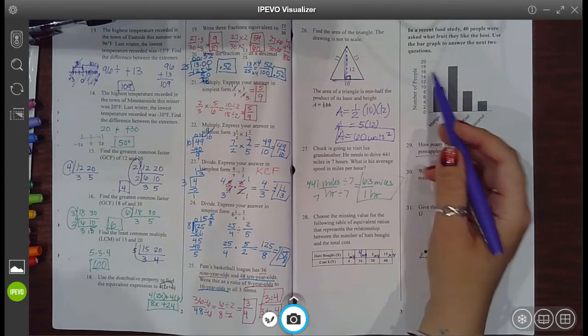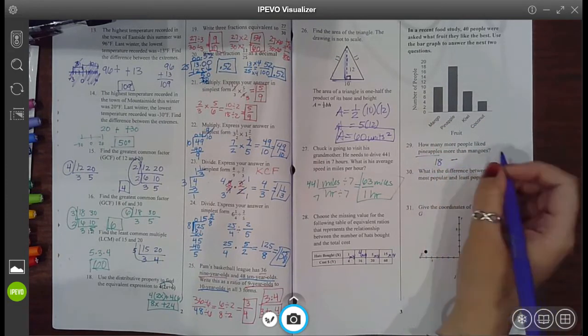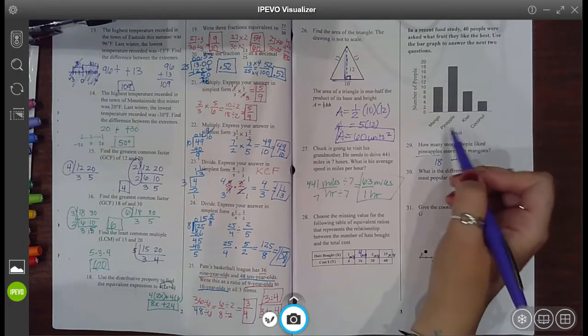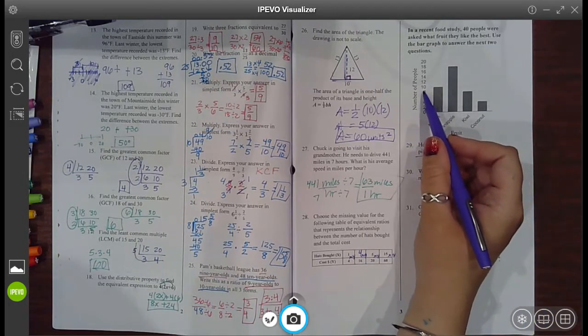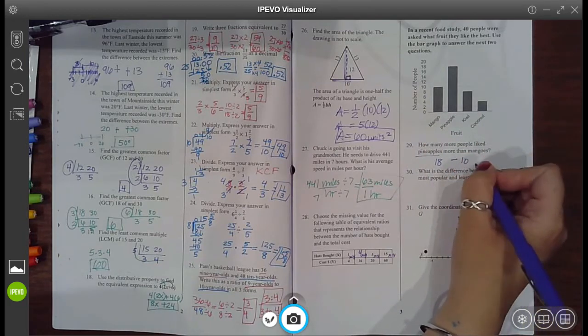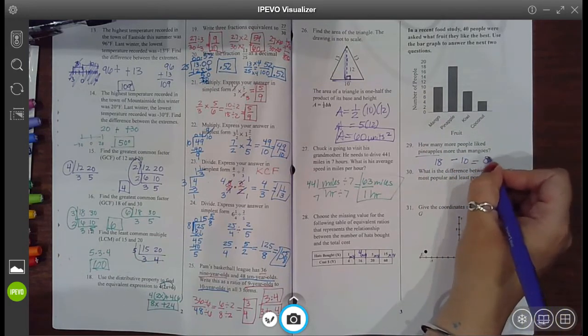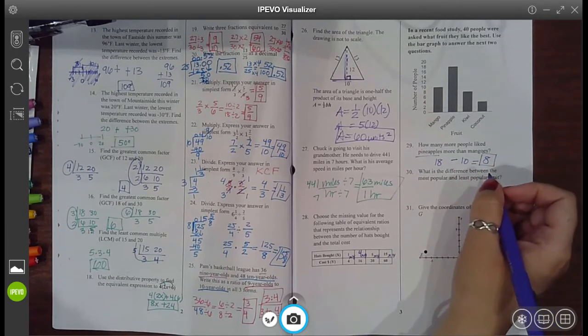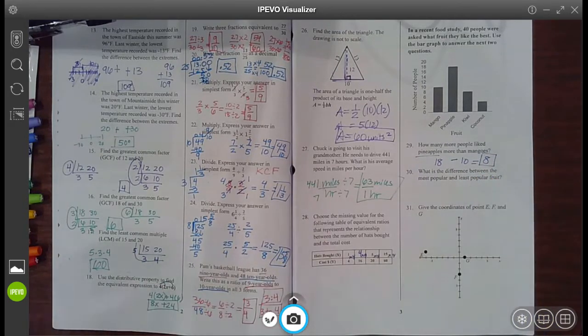Trace that over. 18 people liked pineapples. Okay, and subtract that from the people who liked mangoes. Mangoes, trace it over. And the number of people who liked mangoes was 10. Okay, well, 18 minus 10 is 8. So 8 more people liked pineapple than mangoes.